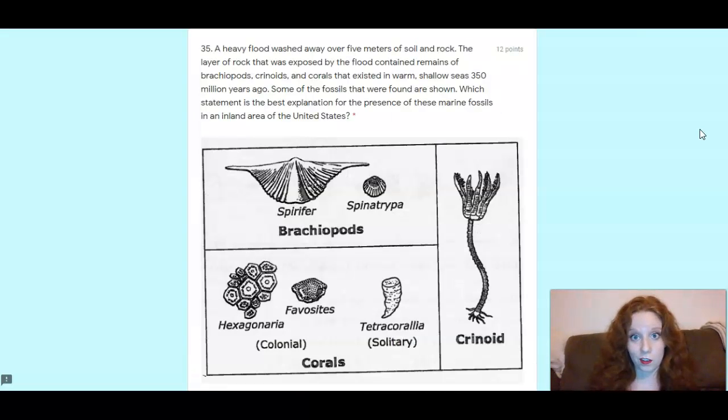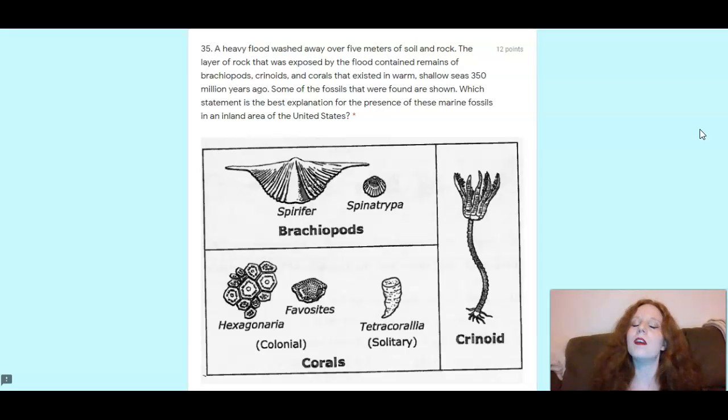Okay, our next question that ties to this standard says, a heavy flood washed away over 5 meters of soil and rock. The layer of rock that was exposed by the flood contained remains of brachiopods, crinoids, and corals that existed in warm, shallow seas 350 million years ago. Some of the fossils that were found are shown. Which statement is the best explanation for the presence of these marine fossils in an inland area of the United States? Again, sometimes I just try to overload you with information, and sometimes some of it's completely and totally unnecessary.